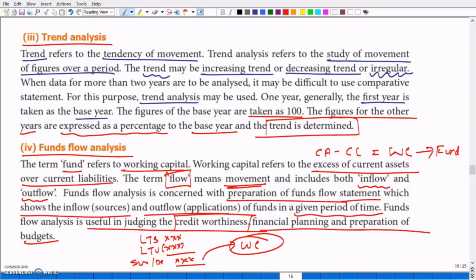Okay, and it is also helpful in judging the financial planning, how efficiently they are conducting or taking care of their financial management. And it also helps the analyst in understanding or preparing the budgets for the entity. Okay, so that's about fund flow analysis.